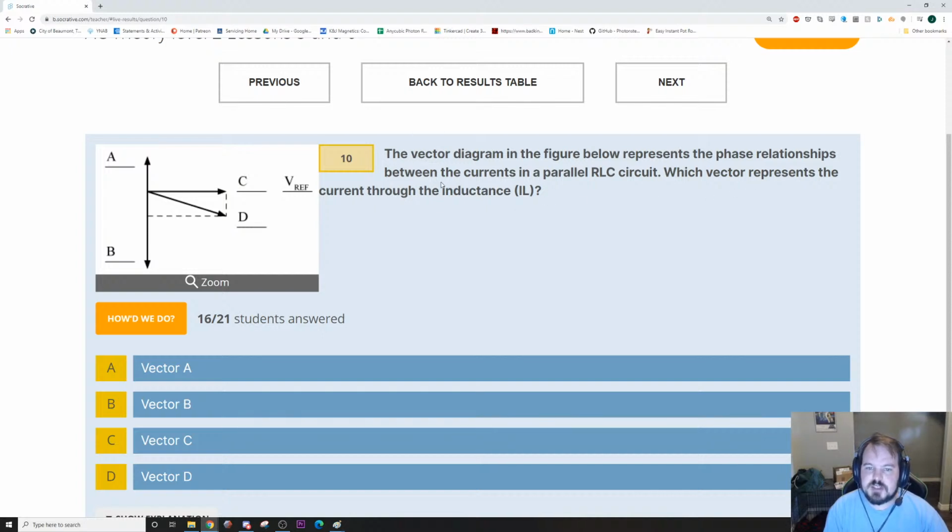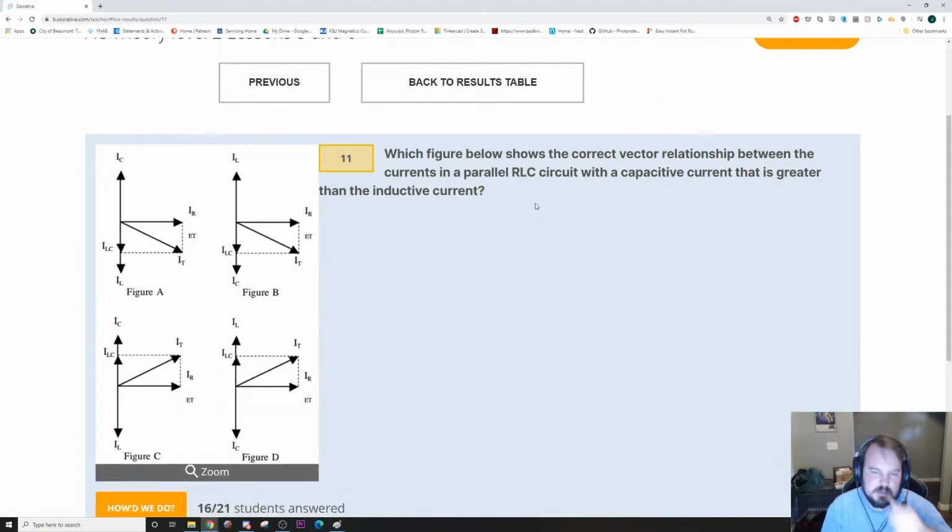Which vector represents the current through inductance? So voltage is at 0. Current through an inductor lags voltage. ELI. I've drawn that up several times. So inductive current is 90 degrees behind, and so B is the answer here. And there was only one left, so they stopped.